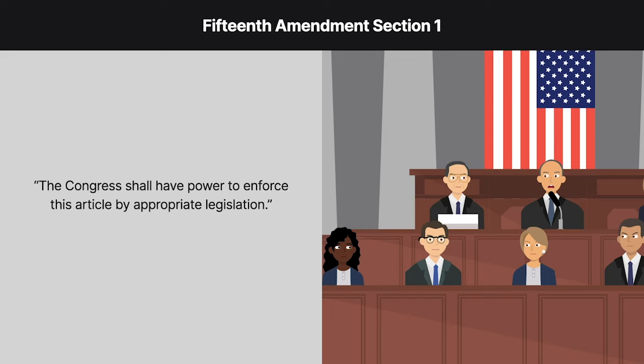It is what authorizes the Voting Rights Act and gave Congress the ability to pass the Voting Rights Act, which again is one of the significant federal restrictions on voter suppression, or put differently, one of the significant federal protections for the right to vote.